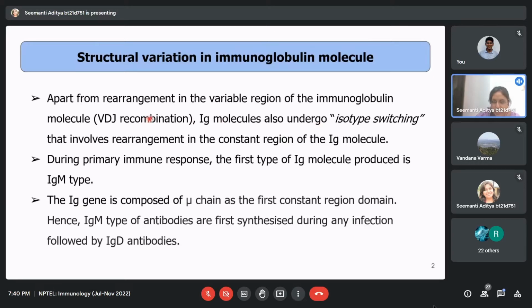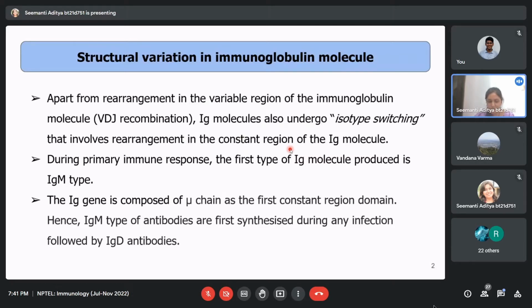In any kind of immunoglobulin molecule, what we studied last week is that there is VDJ recombination, which gives variety to the variable region of your immunoglobulin molecule, because of which it can identify several types of antigen. But apart from the rearrangement in the variable region, immunoglobulin molecules can also undergo isotype switching. So isotype switching is what happens in the constant region of your immunoglobulin molecule.